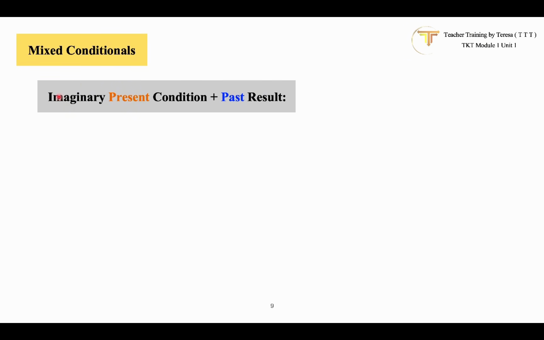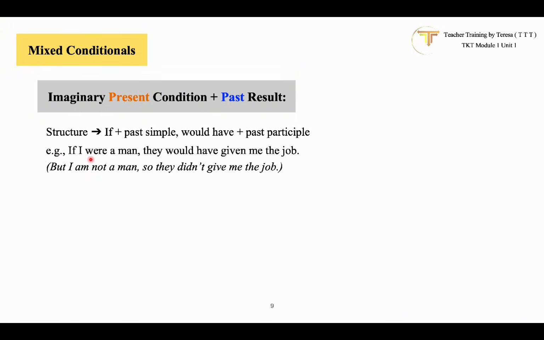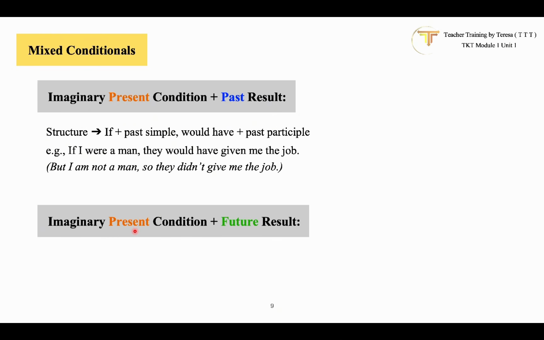Imaginary present condition plus past result. Structure. If plus past simple, would have plus past participle. Example, if I were a man, they would have given me the job. But I am not a man, so they didn't give me the job. Imaginary present condition plus future result.